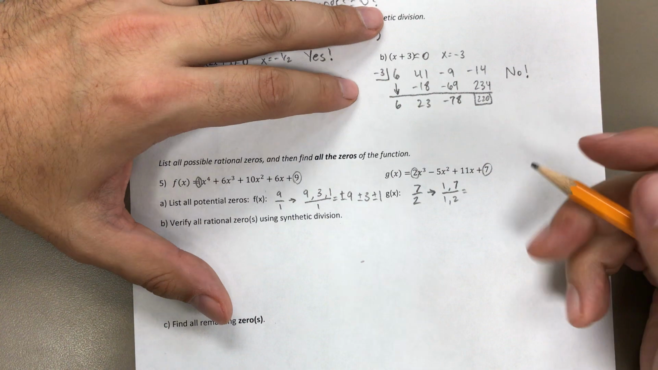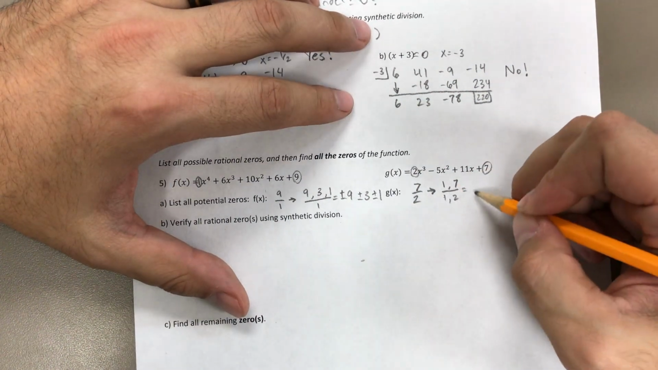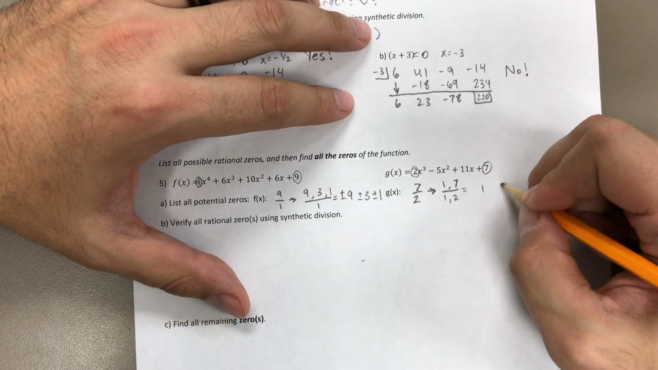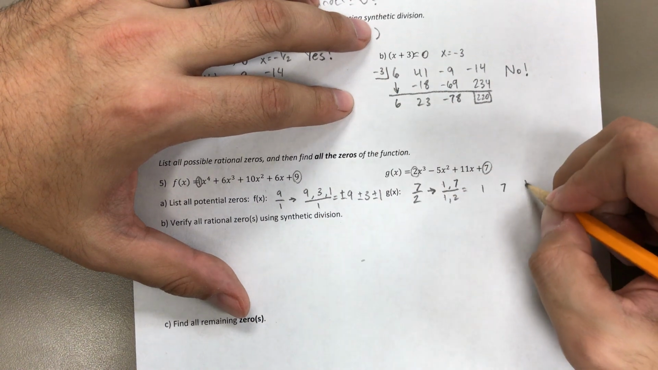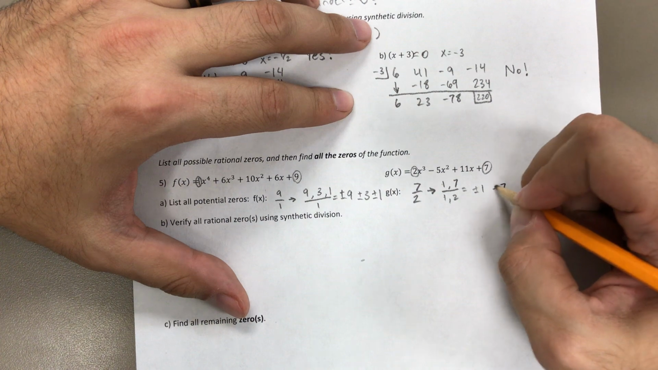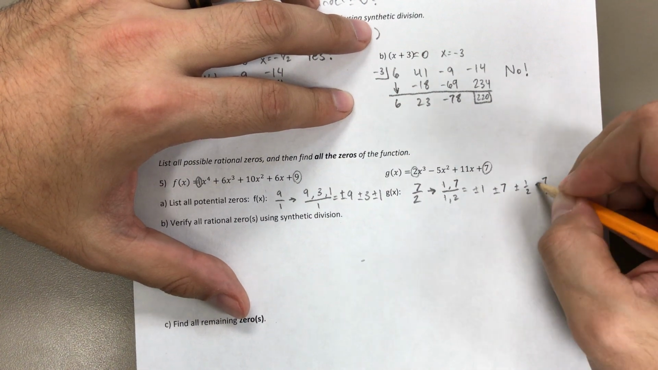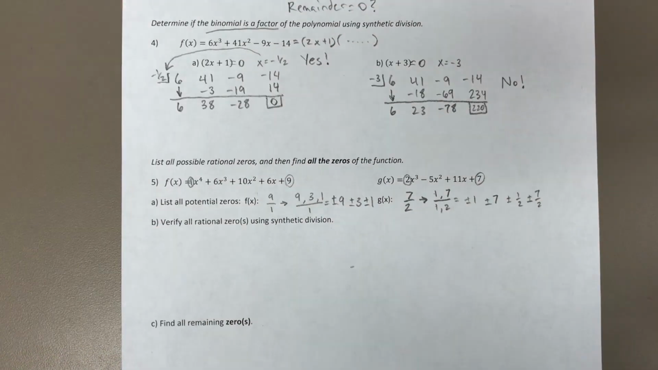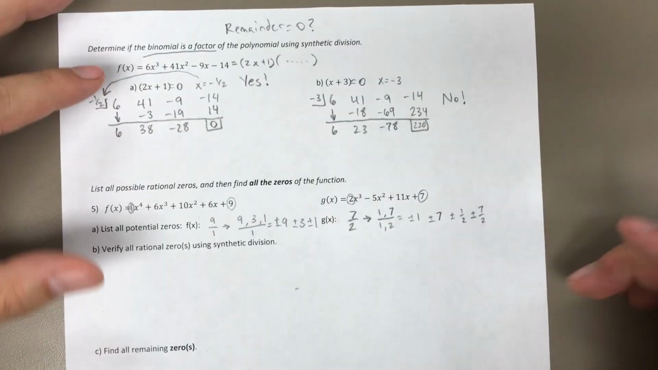Now we list off the potential fractions that we get, so 1 over 1 would give us 1, 7 over 1 would give us 7, 1 over 2 would give us 1/2, 7 over 2 is 7/2, and then we just put plus or minus in front of each of those, for the same reason as the previous one that we just did, because it could be a positive or a negative answer for either of those.